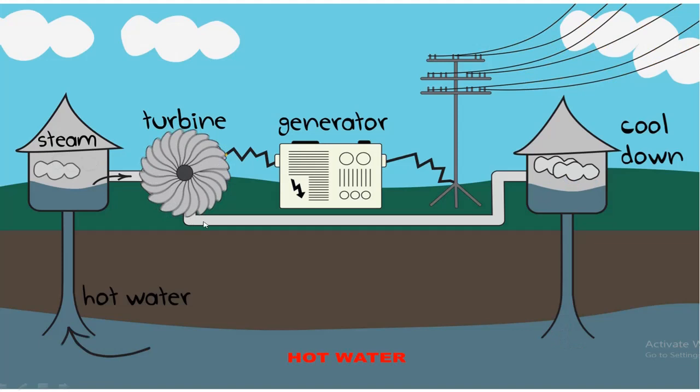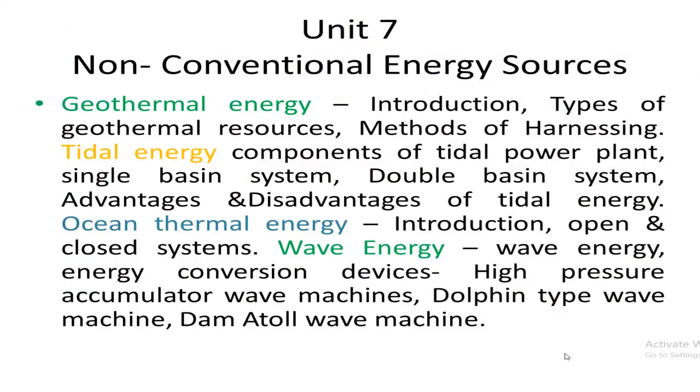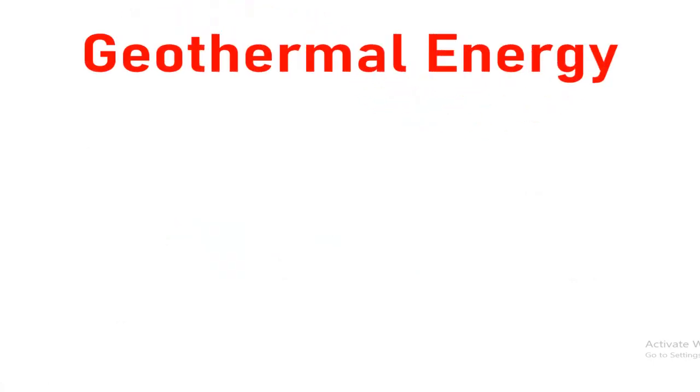The water left over from the turbine enters the cooling tower and again passes through another well into the ground. As I told you in my introduction, the topic we are going to learn from this video is different types of non-conventional energy sources, just like geothermal energy, tidal energy, ocean thermal energy and wave energy. So first we are going to learn about geothermal energy.